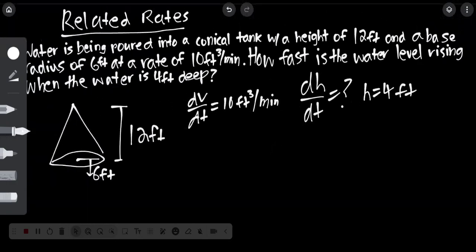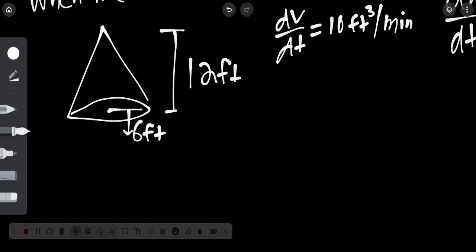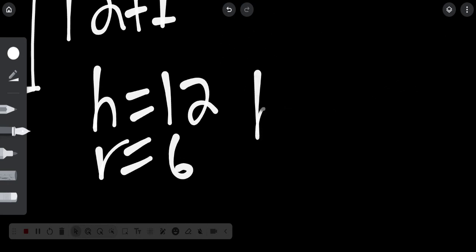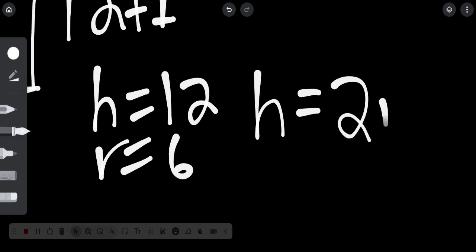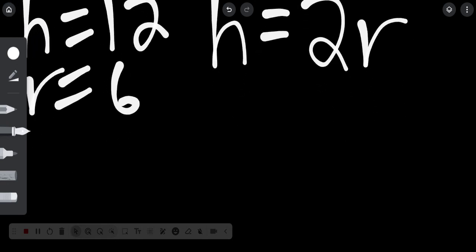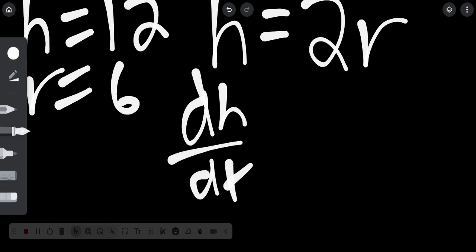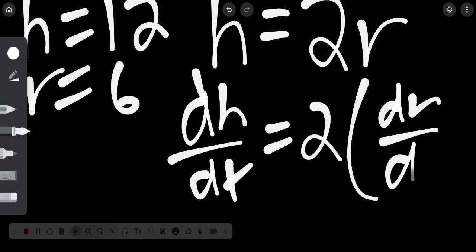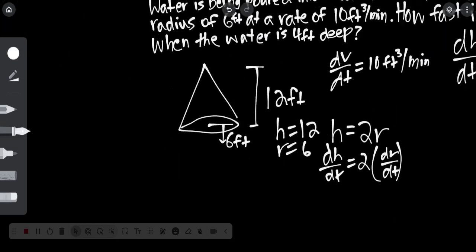One thing to take note of is that the height of the full tank is 12, and we know that the radius is 6. So we can create an expression: the height is equal to 2 times the radius. If you take the derivative of this with respect to time, you get dh/dt is equal to 2 times dr/dt. We'll come back to this, but we need this at the end. You'll see why in a second.